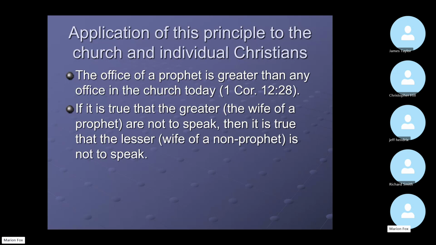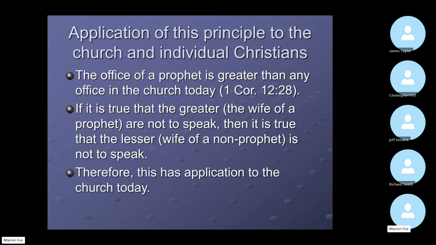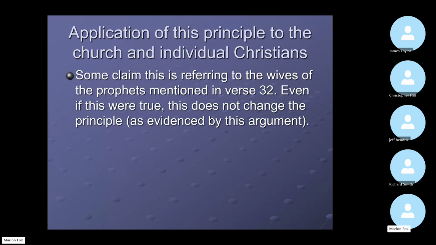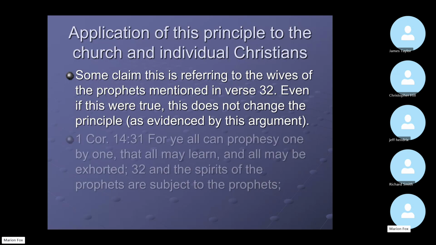So if we prove that a prophet is the greatest office in the church, other than the office of an apostle, then we lay our passage clear, and it's clear here that the wife of the non-prophet is not permitted to speak either. Therefore, this has application to the church today. Now, some claim this is referring to the wives of the prophets mentioned in verse 32. Even if this were true, this does not change the principle, as evidenced by this argument.